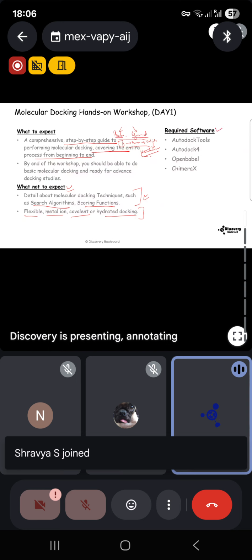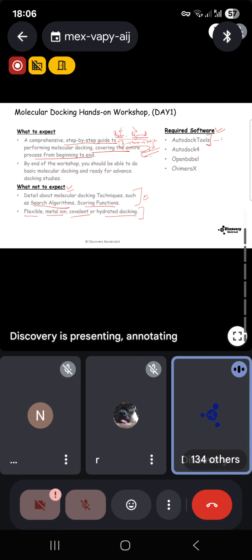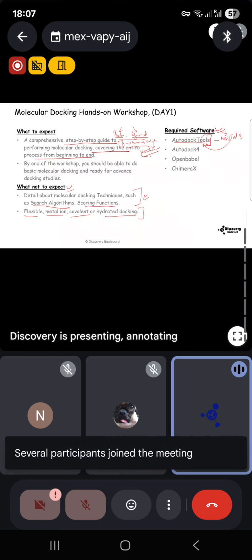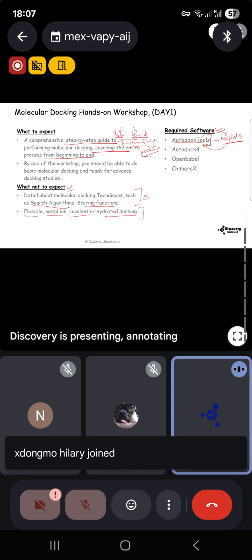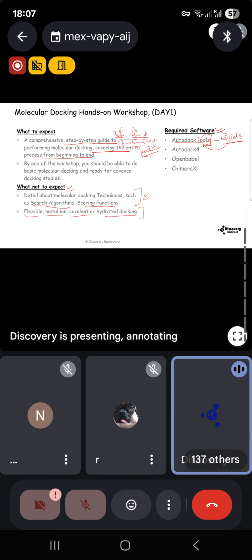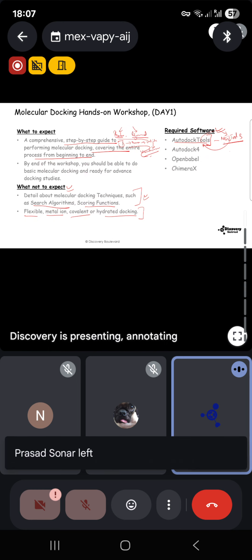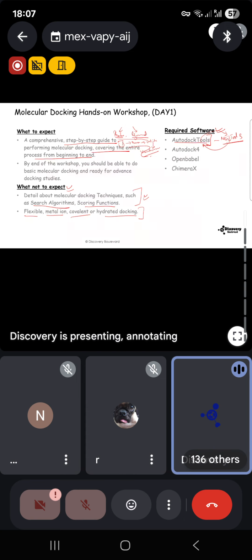And then, what is the required software? When you install MGL Tools, you will also be installing AutoDock Tools automatically, bundled under MGL Tools. I repeat again, we have also given you a video link in the WhatsApp group. There we have explained why MGL Tools is one of the most important tools in molecular docking. Again, there are problems when you install MGL Tools. We have also clarified why it is not able to install on new systems.